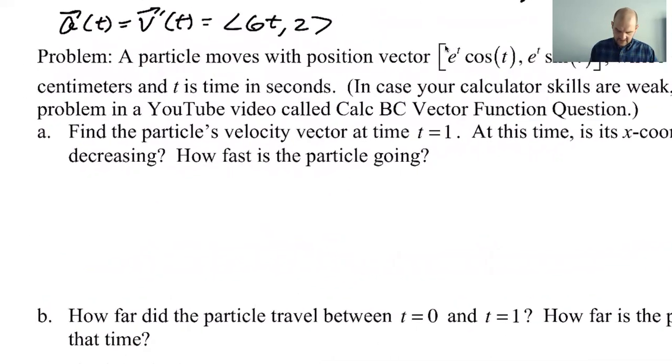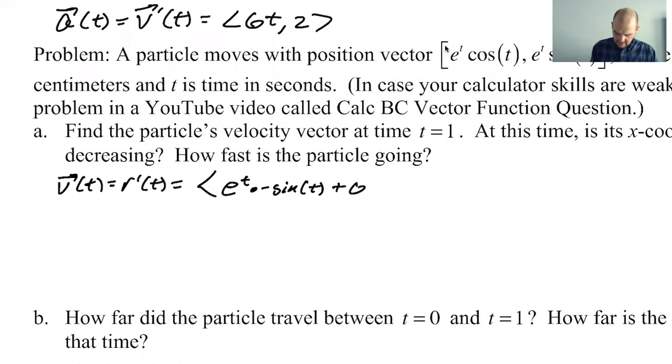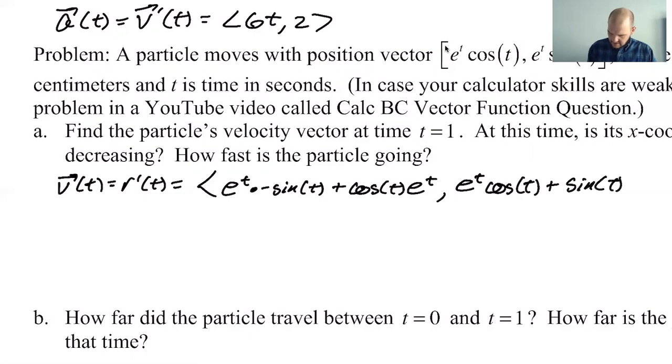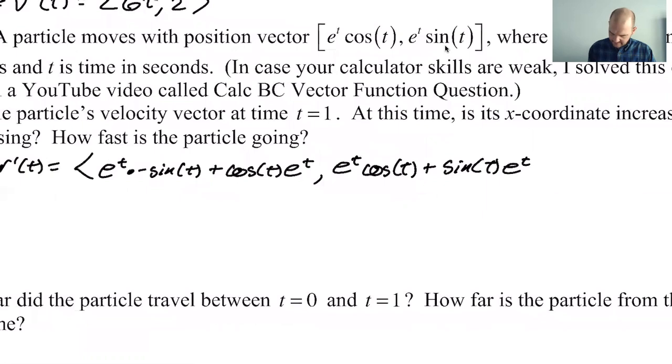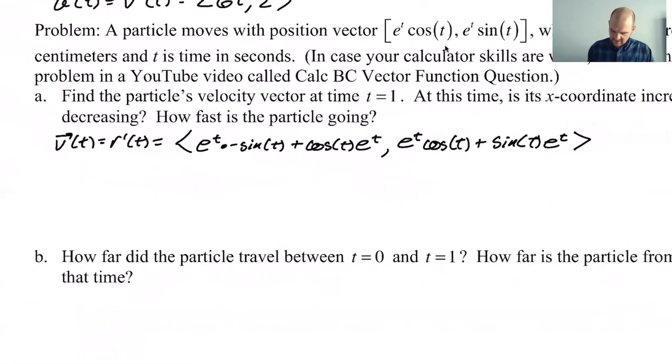All right, so I need to find v of t. So v of t is going to be r prime of t, which is just so much product rule. So it's first derivative of the second plus second derivative of the first, and then it's first derivative of the second, plus second derivative of the first. Okay. I feel like I should simplify this because I just need the velocity vector.